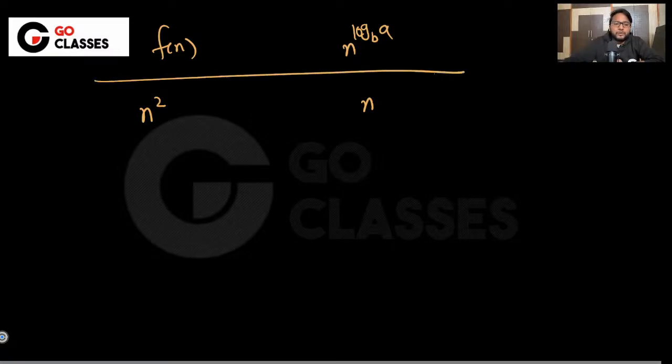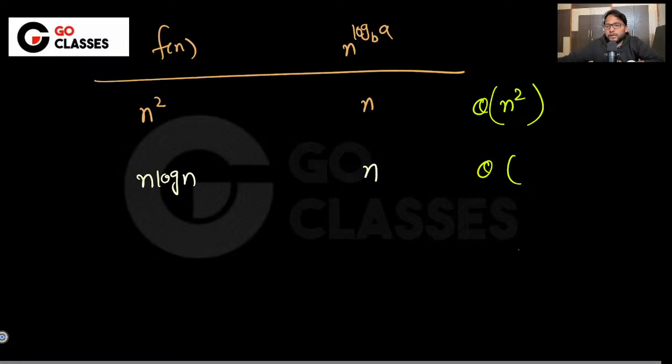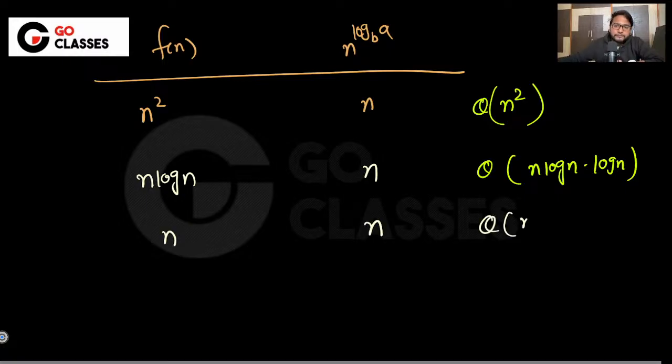Let's suppose this is n square and this is n. Then what is the answer? This is f(n), and this is n^(log_b a). The answer is theta of n square. Let's suppose this is n log n and this is n. This is log n times greater, so n log n into log n. If this is n and this is n, the answer is theta of n log n.